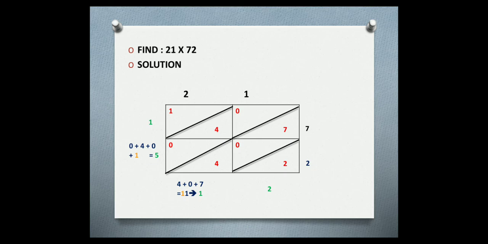Now we have to get the answer. So from where will I start? Yes, I'll start from the left side. So my answer should be 1512. Can anyone say 1512? Well done. So can we check? Yes. So when I multiply 21 into 72, my answer is 1512.